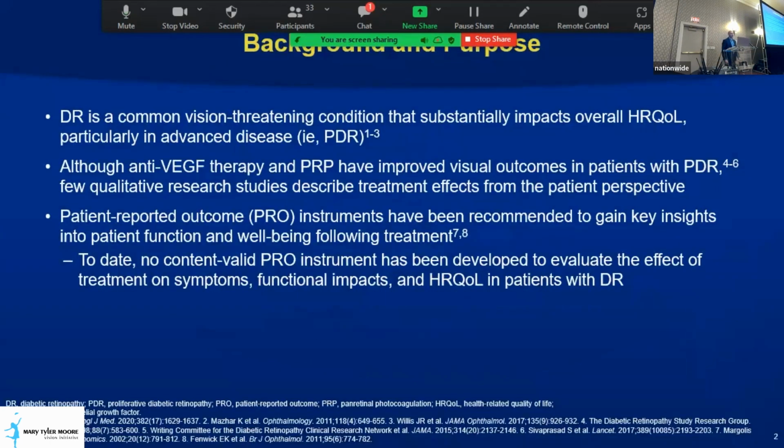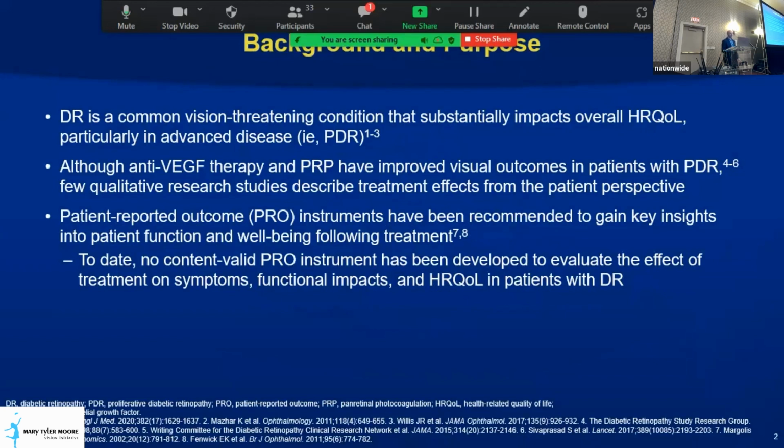So most of you are aware that diabetic retinopathy is a common vision-threatening condition that substantially impacts overall health-related quality of life. It's particularly true in PDR, advanced disease of diabetic retinopathy. Anti-VEGFs and PRP have been shown to improve visual acuity in patients with PDR, but few qualitative research studies describe the treatment effects from a patient perspective.